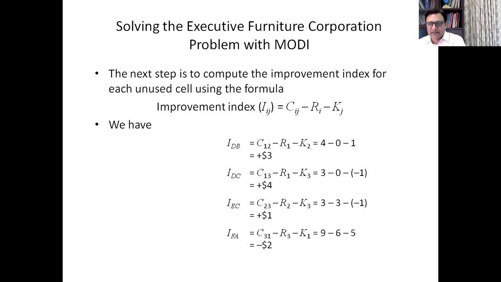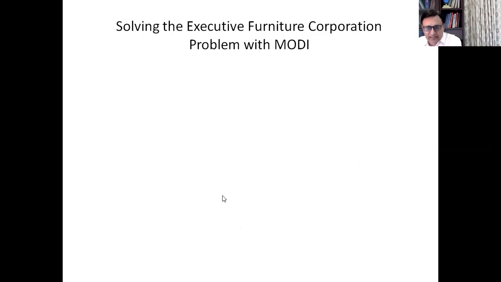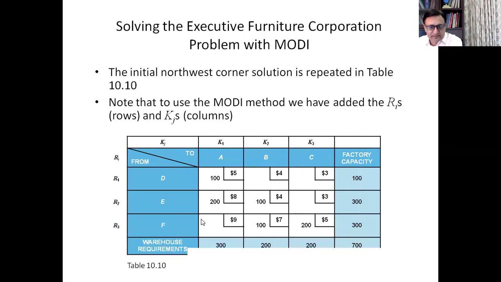So this is an easy way. Here we are not required to create the closed path for every unoccupied cell. We'll be finding out the closed path for only that cell which has a negative improvement index, and that is FA. So we'll again move to FA in the table. For this cell only, we will be creating the path and finding out how to make improvement.